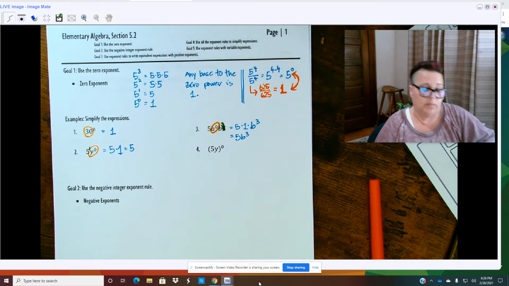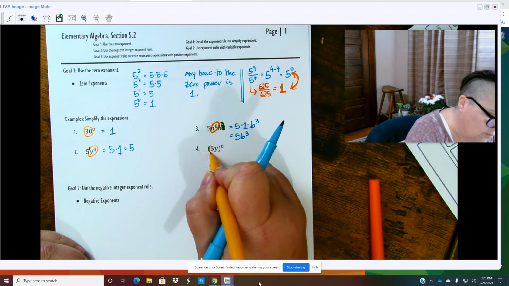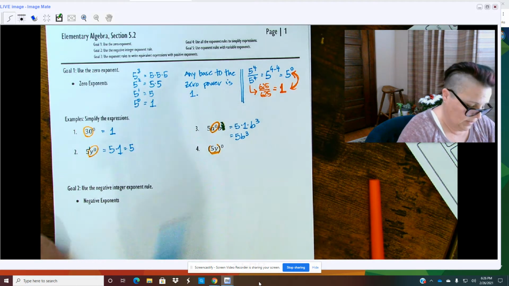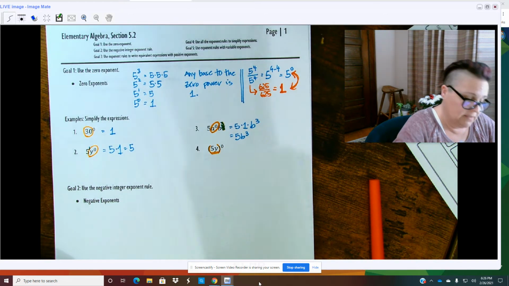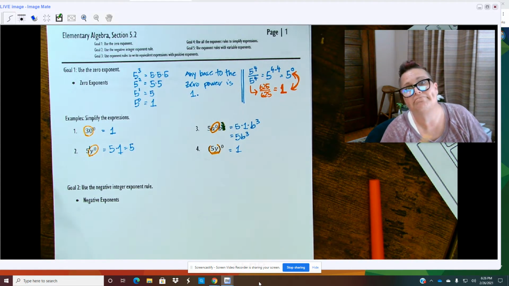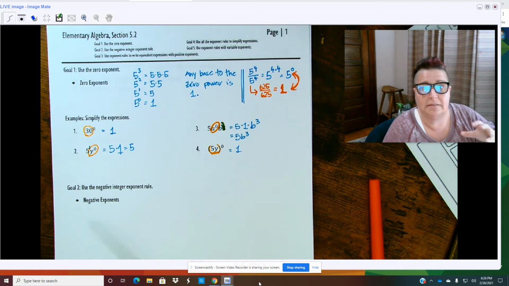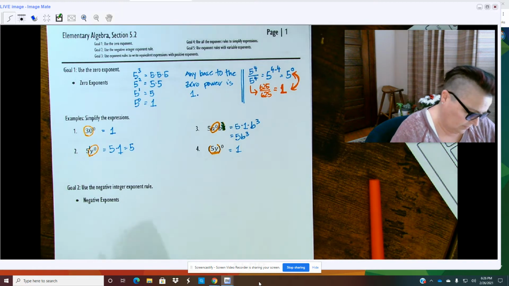So if we're looking at problem number 4, where's our base? Our base is all of 5y. This whole thing is our base. So the base to the 0 power becomes 1. See how much easier that is? I hope you see how much easier that is.